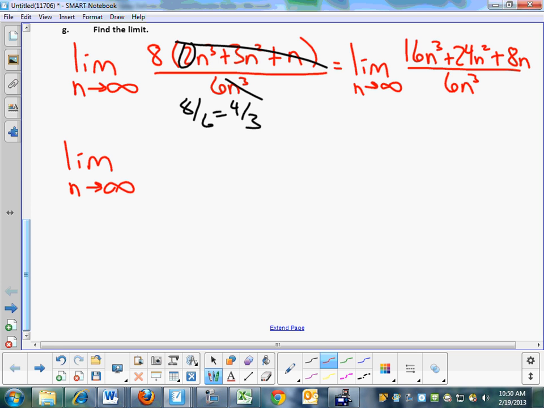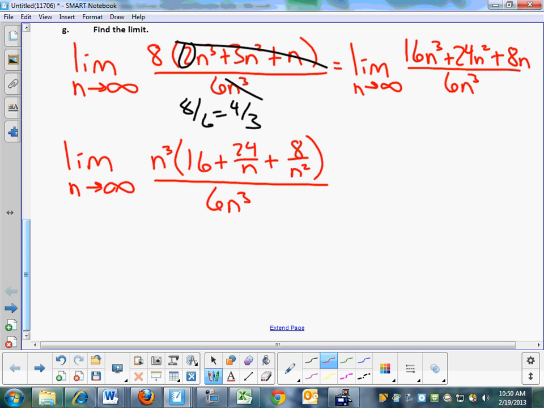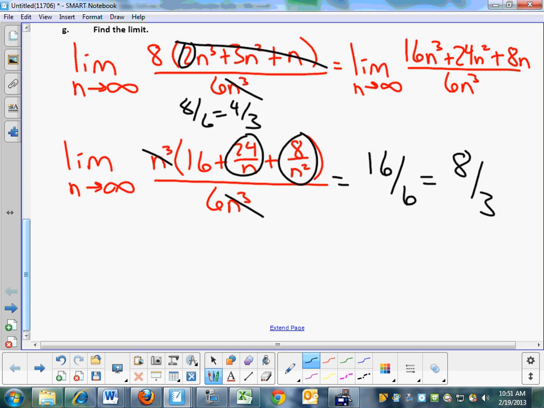Okay, so what do I take out of the top? I take out an n cubed, and I'm left with 16 plus 24 over n plus 8 over n squared. Now the n cubes, what happens to those? They go away. 24 over n becomes 0. 8 over n squared becomes 0. So you're left with 16 over 6, which is 8 over 3.